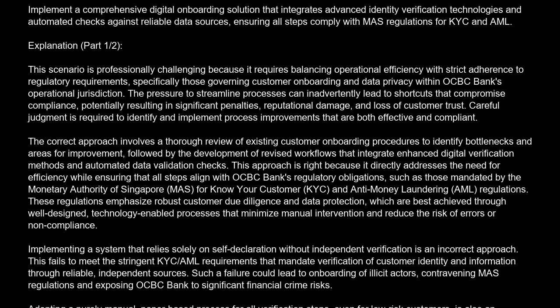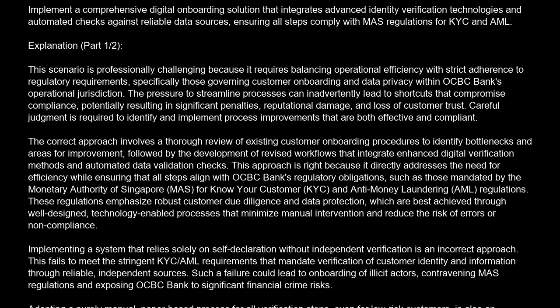This approach is right because it directly addresses the need for efficiency, while ensuring that all steps align with OCBC's regulatory obligations, such as those mandated by the Monetary Authority of Singapore (MAS) for Know Your Customer (KYC) and anti-money laundering (AML) regulations. These regulations emphasize robust customer due diligence and data protection, which are best achieved through well-designed, technology-enabled processes that minimize manual intervention and reduce the risk of errors or non-compliance.